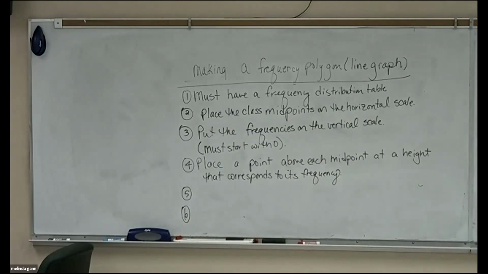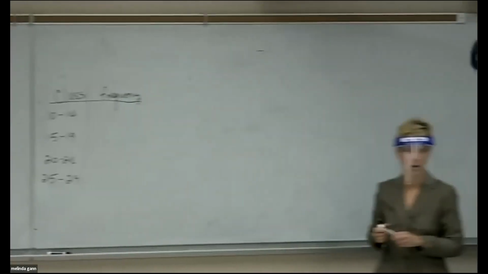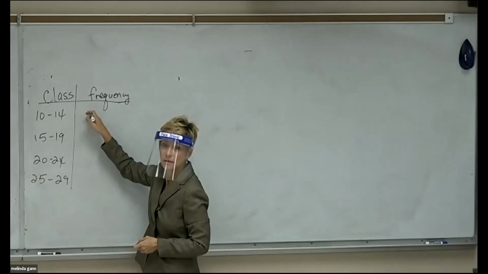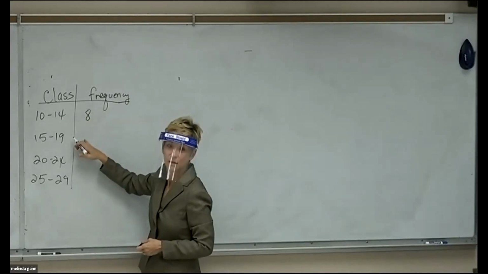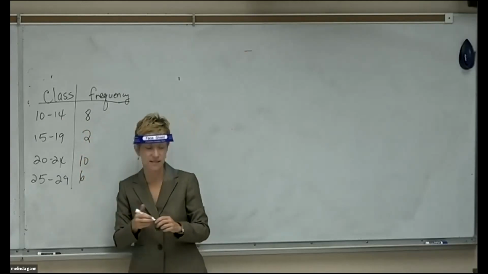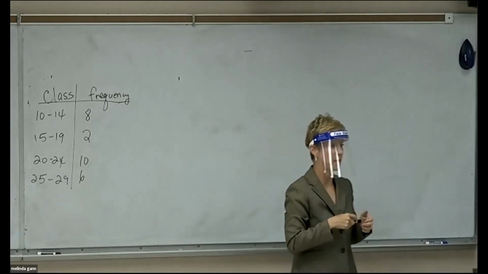So you've got to have a frequency table to start with. Then you've got to calculate the midpoints and put them on the horizontal scale. Then you've got to put the frequencies on the vertical scale. So what have you got to go find right now that you don't know? Your midpoints? All right, so look at the one on the board. Isn't that the same class as I had before? What were the frequencies before? What was 10 to 14? That was the frequency of what? 8. What was this one? 2. Was it 10, and 6? 6. All right, we're going to make it the same. We're going to use the same table to make a frequency polygon.